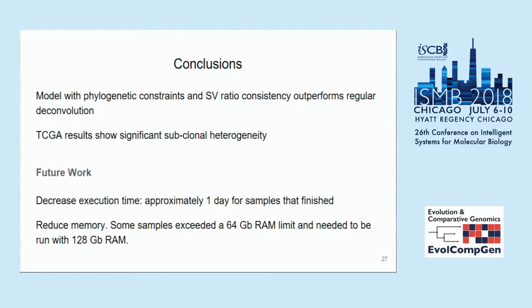Some room for improvement for this method include reducing the time it takes to run. On average, the TCGA samples take around a day to process, but others with larger number of structural variants were unable to finish in the specified time limit. The algorithm also requires a substantial amount of memory, making many of the samples with a significantly large number of structural variants difficult to process.